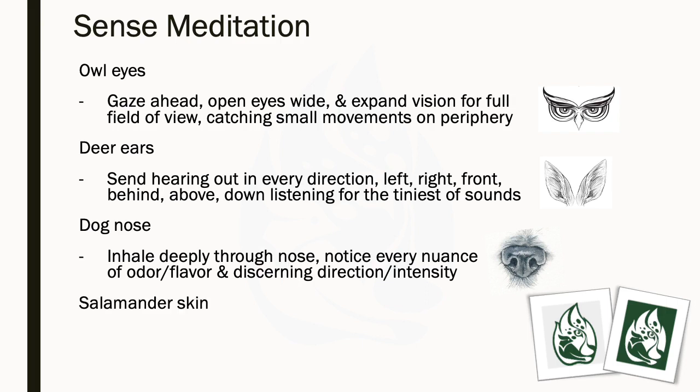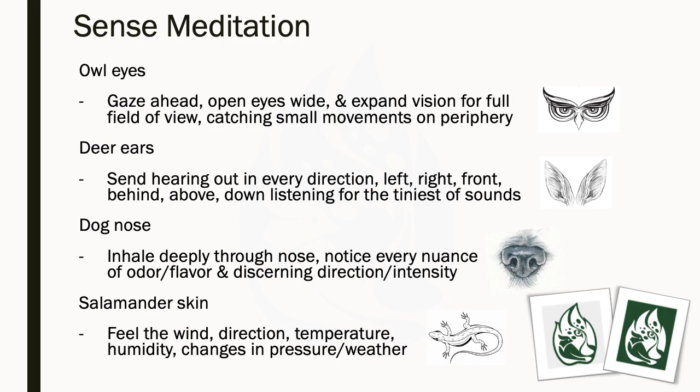And then finally, you can do something called salamander skin. And salamanders have a really sensitive detection on their skin, like a lot of amphibians do, which is why they're so sensitive to contaminants in the environment. And so you can imagine you're an amphibian, like a salamander, and you've got this moist skin, and you can feel the wind. What direction is it coming from? What's the temperature? Does it feel clammy? Is it hot? Is it dry? Is it really cold? What's the humidity like? Is it high humidity? Do you feel any changes in the weather that's coming in if you do this for a few moments? And again, you can do this periodically in your time outside.